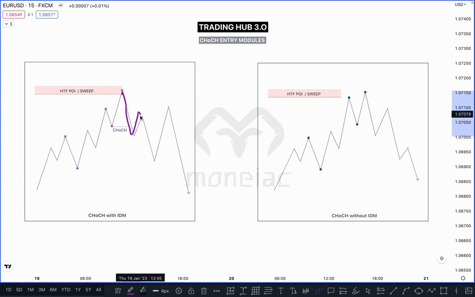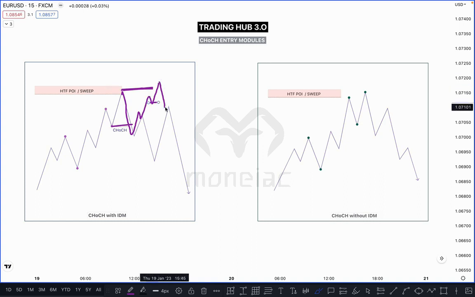Sometimes the market continues higher and breaks this one. So here you have to wait for another change of character. This is not a change of character, this becomes our inducement, because the market did not create any inducement here. Once the market breaks the previous high which is here, and then breaks this low at this point, this becomes our change of character, and this entry is still valid here.